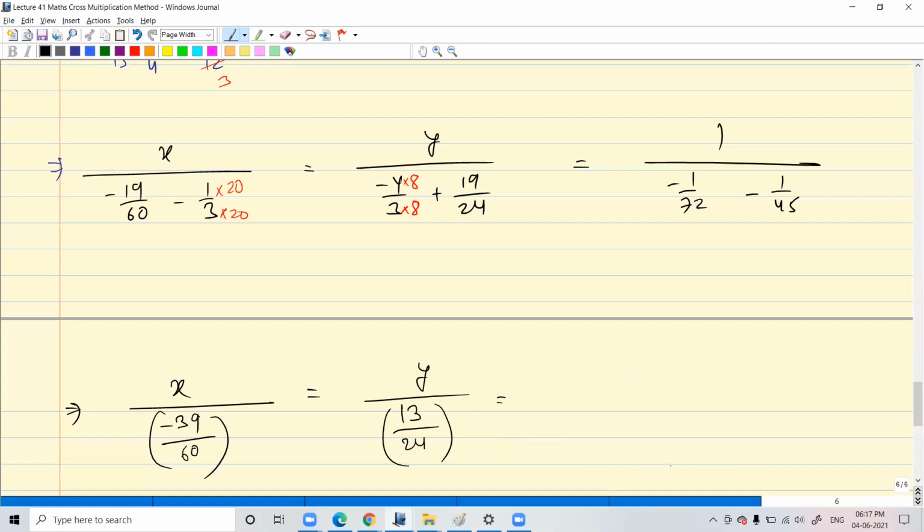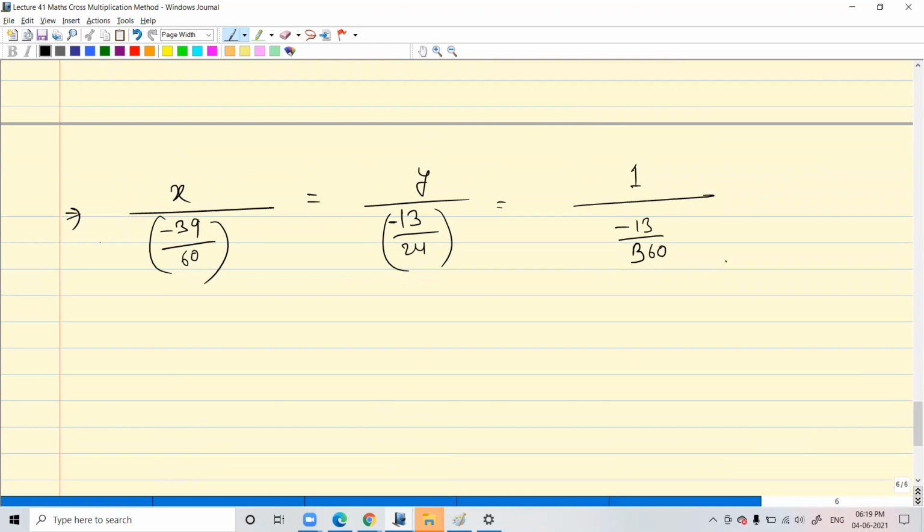Say that again, Ritesh. Minus 13 by 360. All of you confirm all these numbers, everyone is getting the same numbers. So what should I write now? Now I can take this x value and make it equal to the last one. So x will be equal to minus 39 by 60 minus 13 by 360.